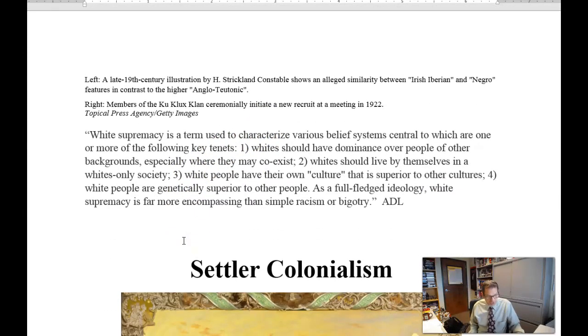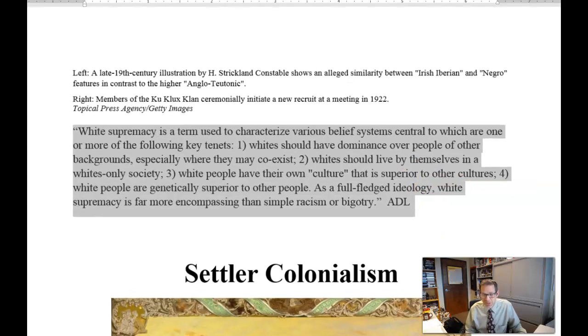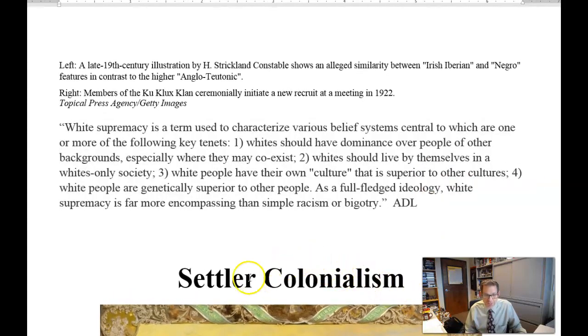This definition I have for you is from the ADL. ADL means Anti-Defamation League. This is primarily a Jewish organization, which oftentimes, by the way, has been a victim of this mentality. That's where I got this definition. But this definition works well in other contexts too, not just the ADL or Anti-Defamation League.